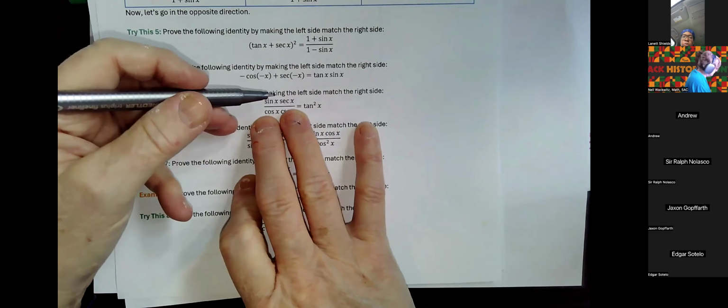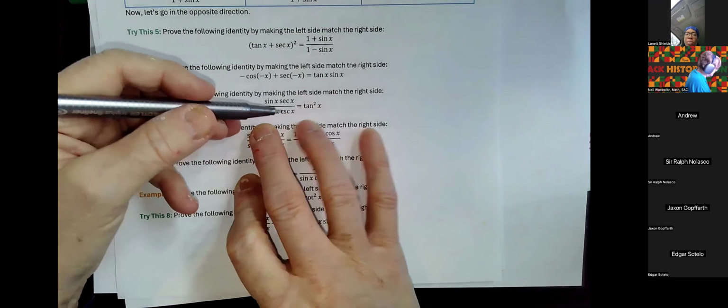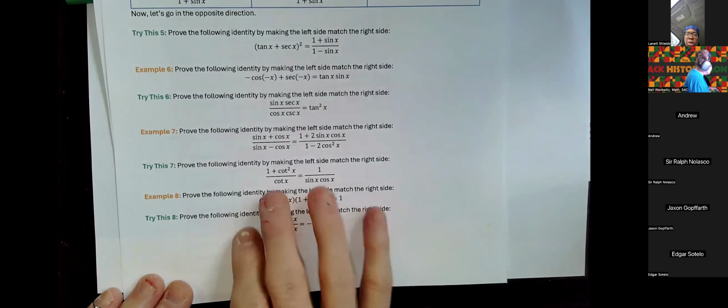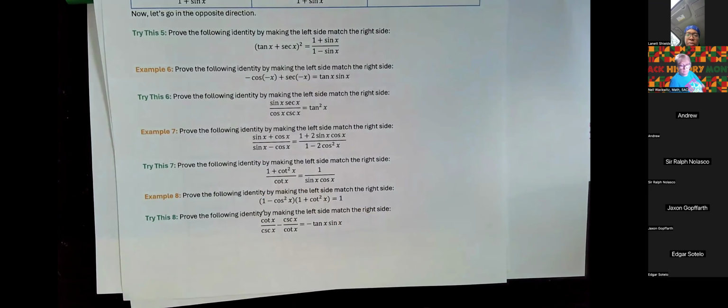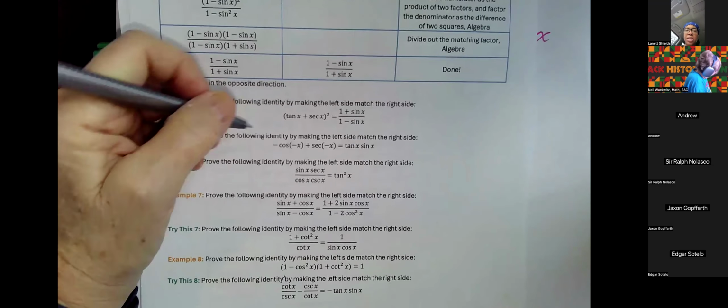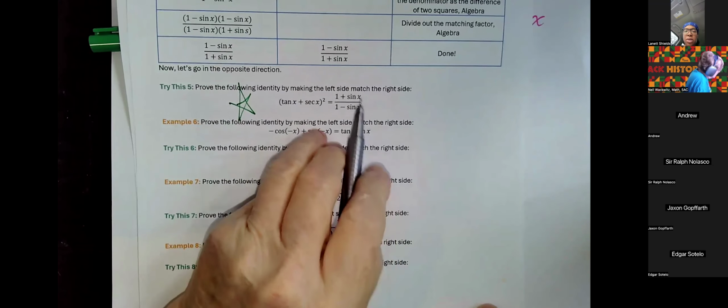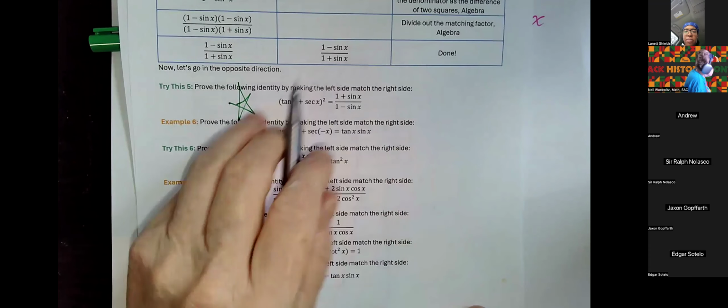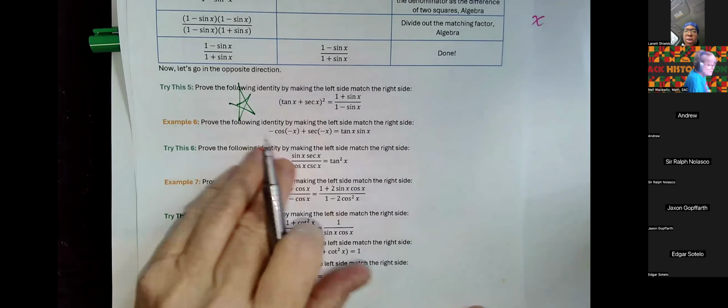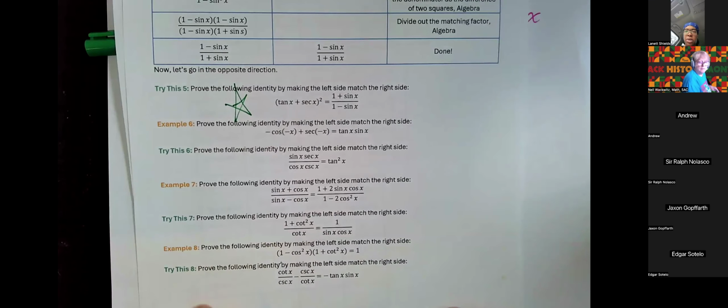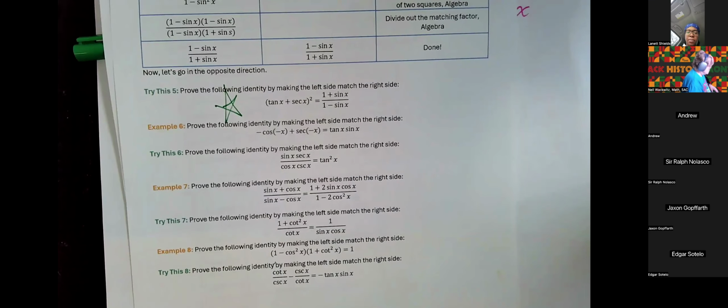Sine x, secant x over cosine x, cosecant x equals tangent squared. Oh no, let's try this 7. What do you think? The one that we just finished, was that the simplest route to take, when we went from 1 plus sine x over 1 minus sine x to tangent x plus secant x all squared? Yes. Okay.